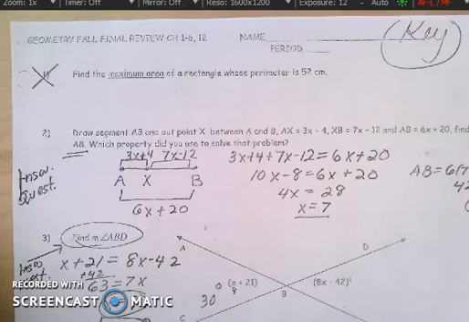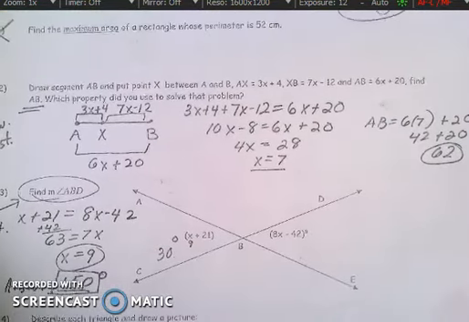Hey guys, this is our first chapter review, so let's go ahead and get started and dive right in. The first problem, you're actually not going to have a problem like that on the test, so don't worry about that one. Let's dive right into the second question here.